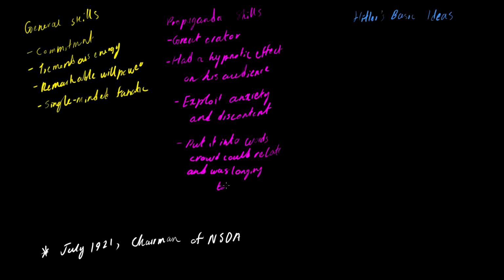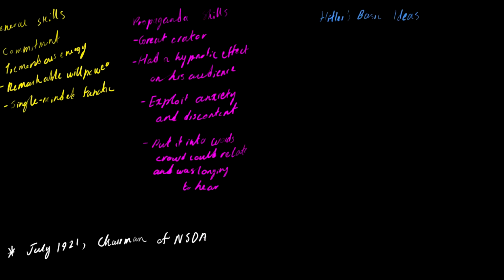Was longing to hear. So he promised to revoke the Treaty of Versailles to make Germany great, to build a great army, and to get revenge on those countries that did them wrong. Hitler's basic ideas, the first of which is obviously anti-Semitism. We'll go into further detail on why Hitler hated minorities later, but anti-Semitism, the purity of German blood, was being defiled by Jews, and that they should be excluded from Germany.